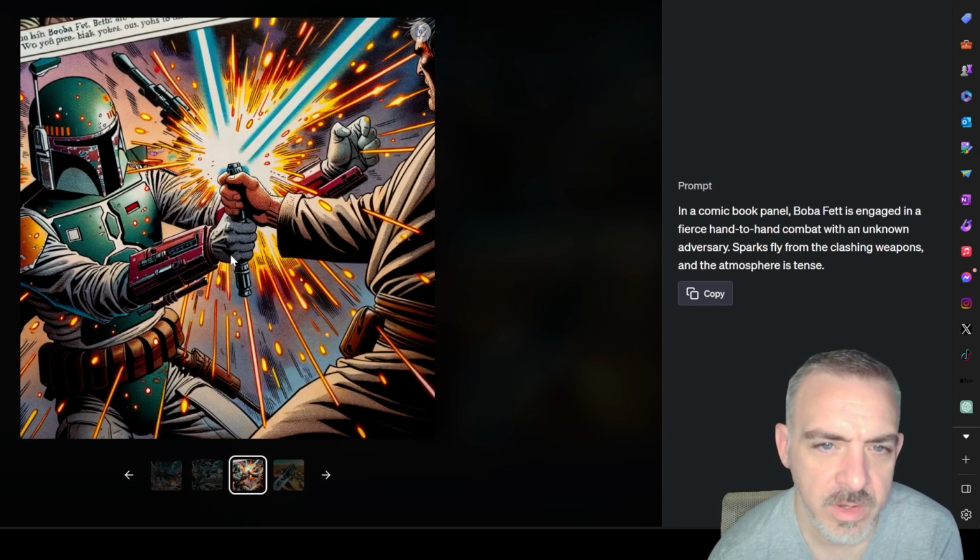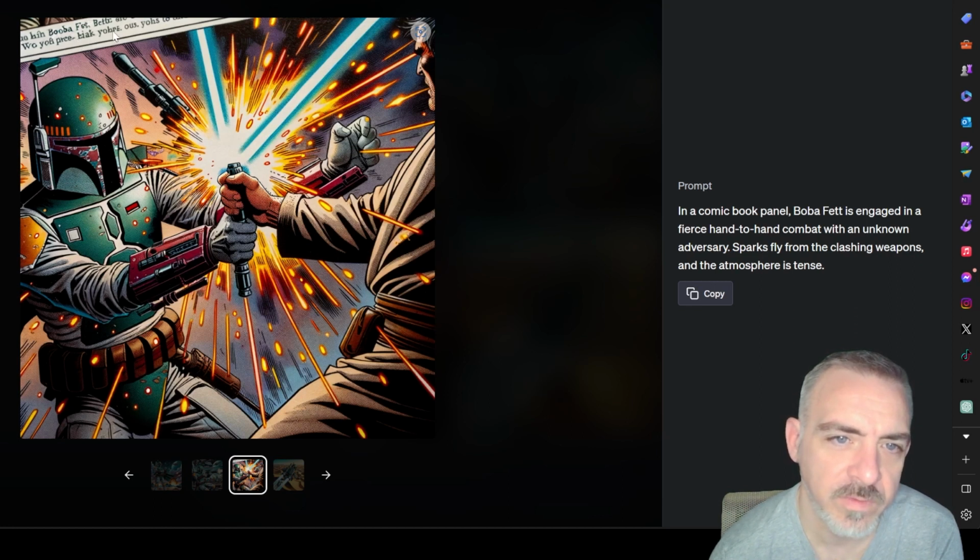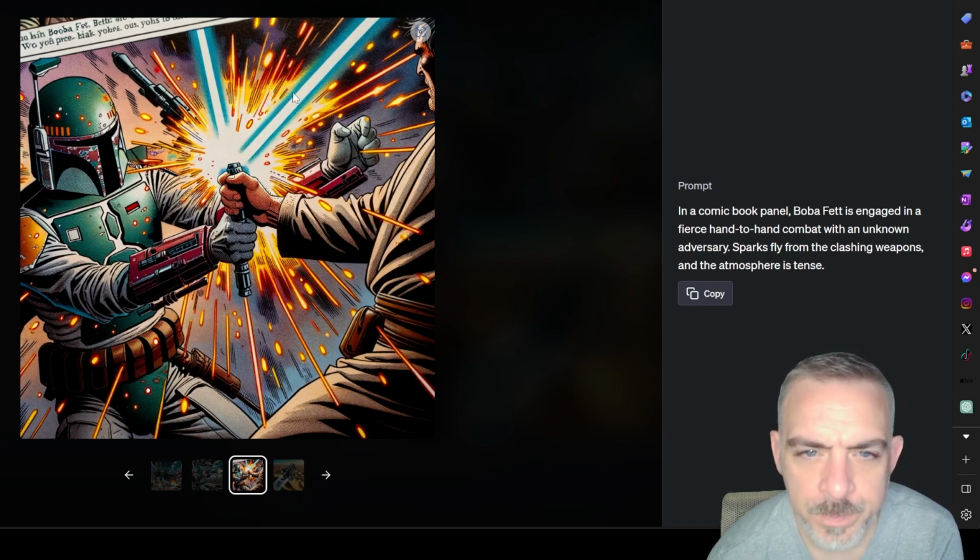Not sure. It looks like they're sort of sharing a lightsaber here. It looks like part of a blaster. I'm not sure what's happening to this image. There's actually some text here, and you can kind of see the word Boba Fett. Yeah, I can't read that. But it looks like he's fighting a Jedi. It's a cool looking image.